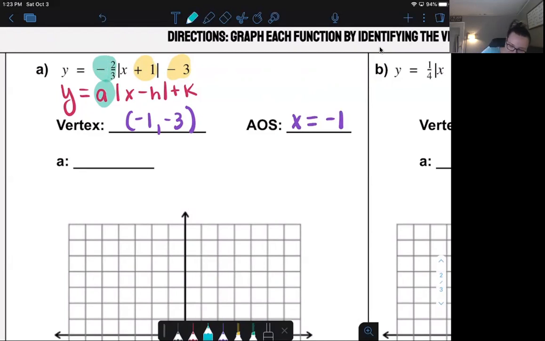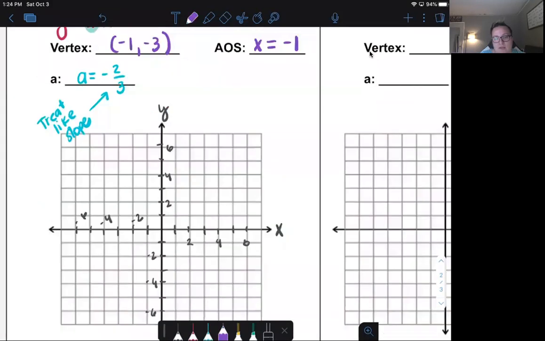Earlier in the video, I said that we were going to treat a like slope. We're going to treat this -2/3 like slope. So let's jump into graphing this equation. So the vertex is (-1, -3). So plot the point (-1, -3), right there.